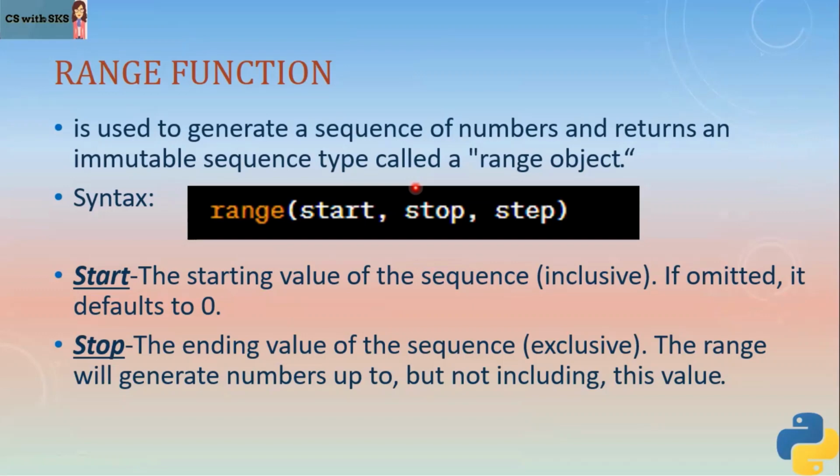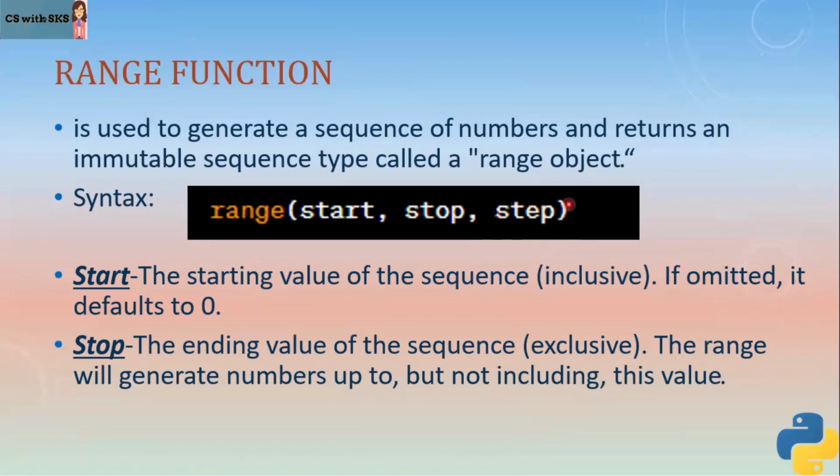And the range will generate numbers up to, but not including this value, right? So if you write 0 to 7, then it will go for 0, 1, 2, 3, 4, 5, and 6, but not for 7. Right? So the number of iterations is decided by this value. It tells where to stop, but that value is not included.